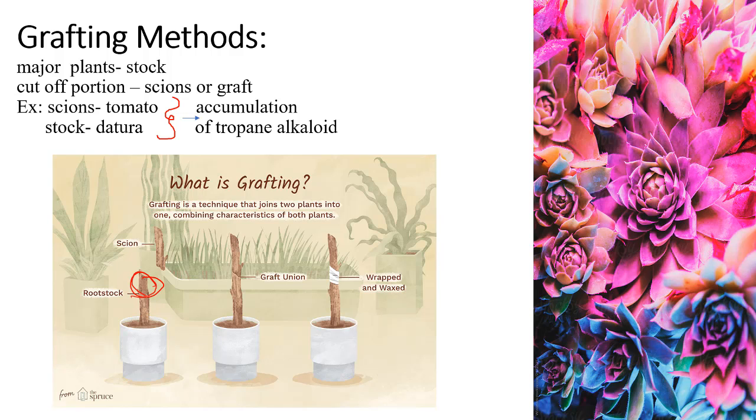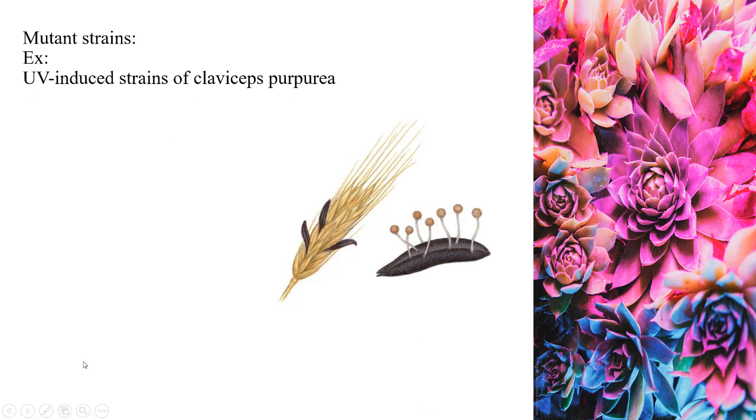This is the stalk of datura. I am taking another plant which is tomato and I am cutting this area, and now I am attaching these two. That is called the graft union. We will wrap it with a plaster or any tape, and we will let it grow. After some time, at this area there will be accumulation of tropine alkaloids. We can use other plants also, like cinchona and citrus. So this is grafting.